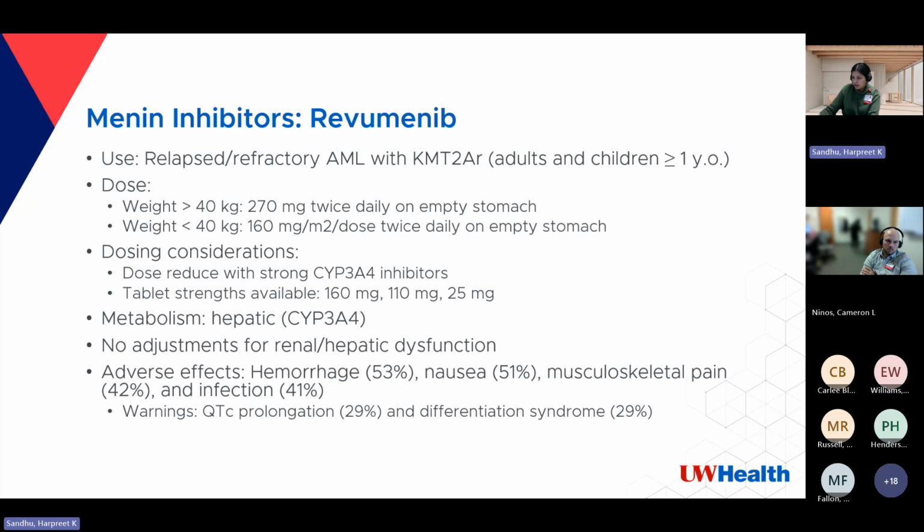It is hepatically metabolized, no renal or hepatic dysfunction adjustments needed. Adverse effects: hemorrhage, nausea is quite common at 51%, musculoskeletal pain, and infection. There are warnings with this one for QTc prolongation and differentiation syndrome, and so this one is another one that requires an EKG at baseline. And this is, of course, a first-in-class drug. This is the first drug approved in the menin inhibitor class.